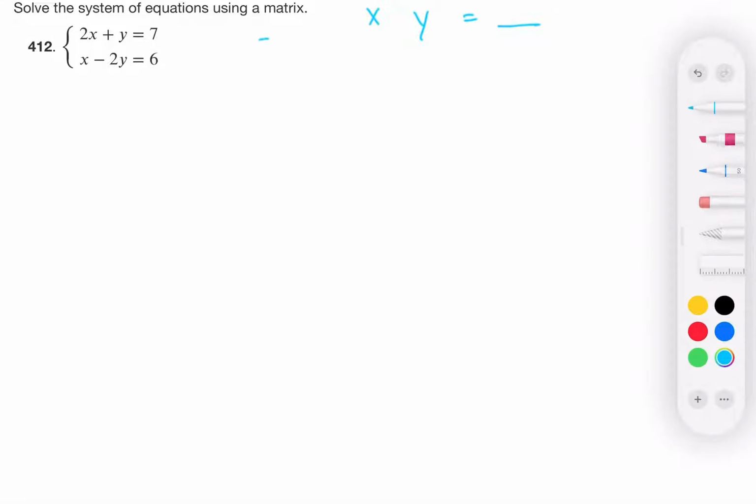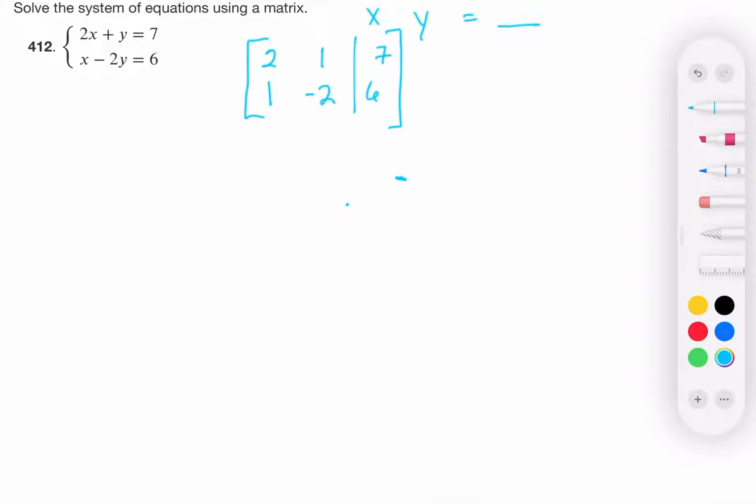So we've got 2 is the coefficient for the x, 1 is the coefficient for the y, and 7 is what that equals. So here's our augmented matrix. And the next row is 1, negative 2, and 6.